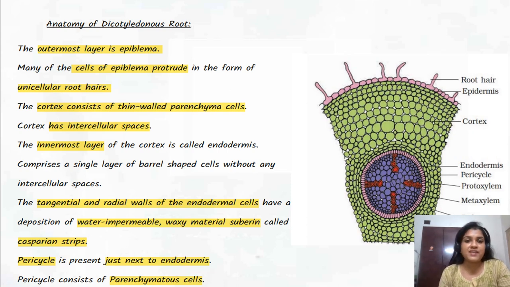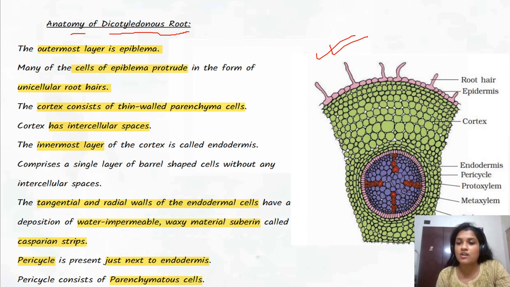Today we are going to start with anatomy of dicotyledonous root, and this is a TS of a dicotyledonous root. So let us start with the first point. The outermost layer of a root is called epiblema.